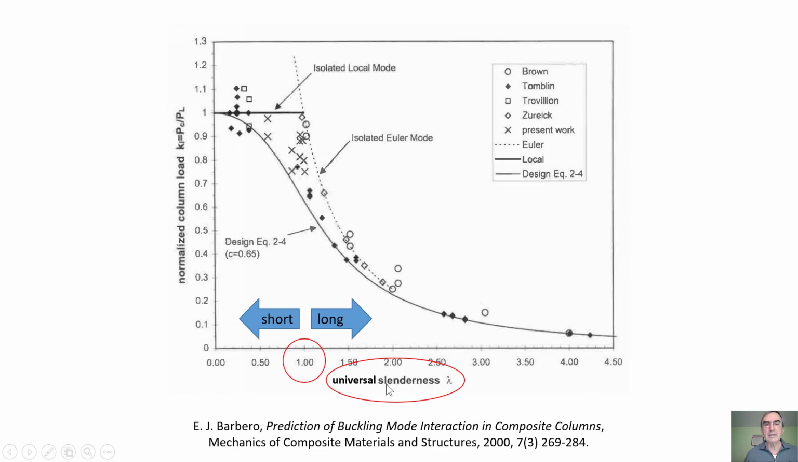So when you calculate this lambda, universal slenderness, then anything less than 1, you know, is local. Anything above 1, you know, it's Euler. And you can clearly say something is very long, or very slender, 1.5 or more, or very, very short, very stubby, 0.5 or less, something like that. All right, so it's clear to use this value.